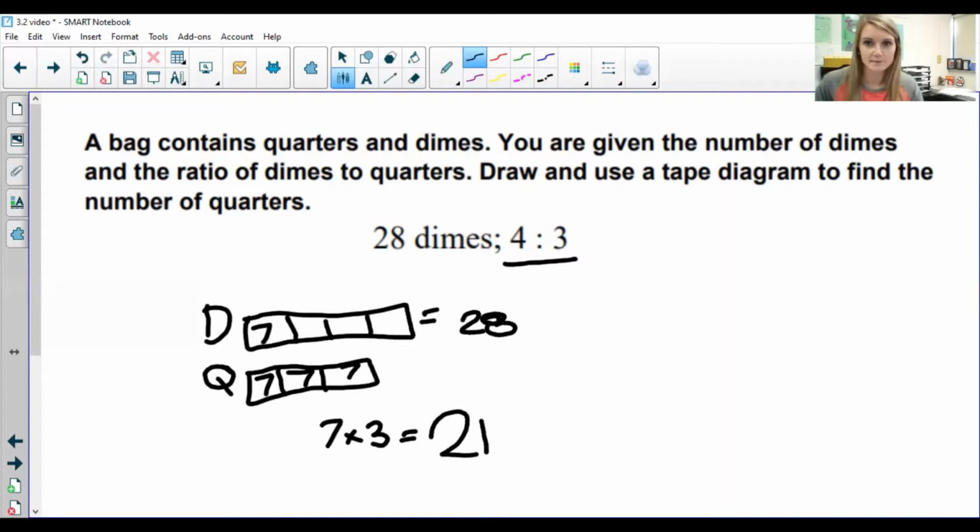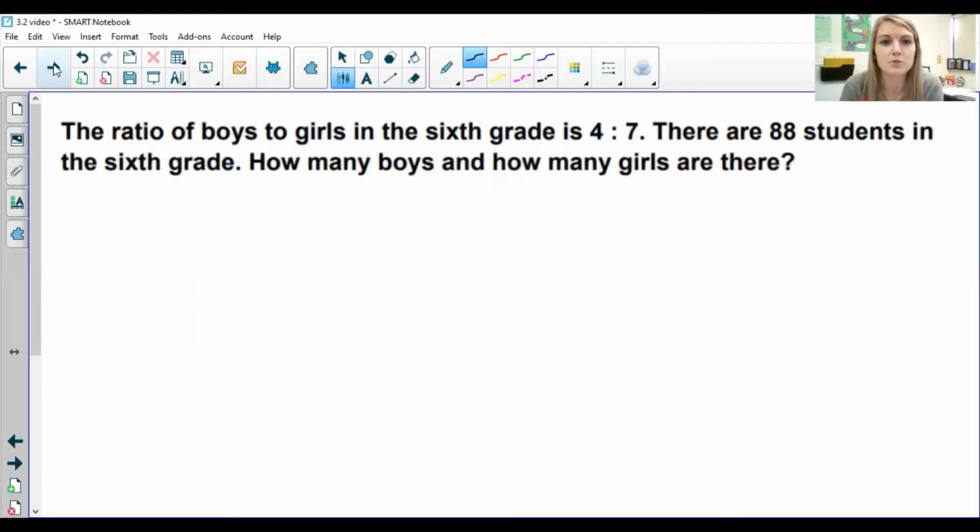Okay, I know those were all very similar examples, but if you need to go through these again, just pause, rewind, whatever you got to do, okay? We're going to look at one more type of problem that you can use tape diagrams for. The ratio of boys to girls in the 6th grade is 4:7. There are 88 students in the 6th grade. So we want to know how many boys and how many girls are there.